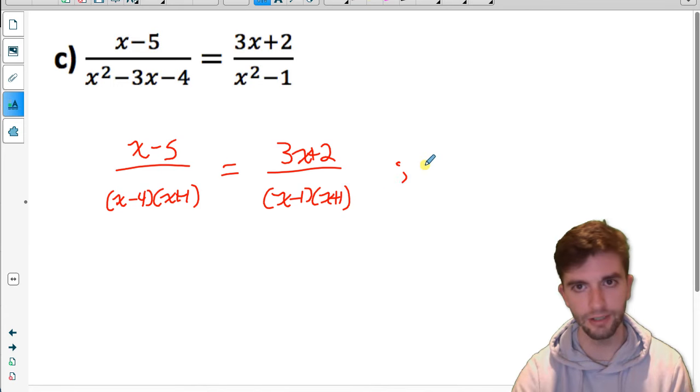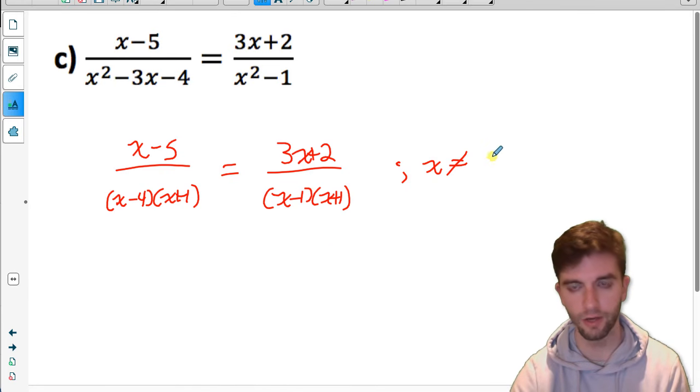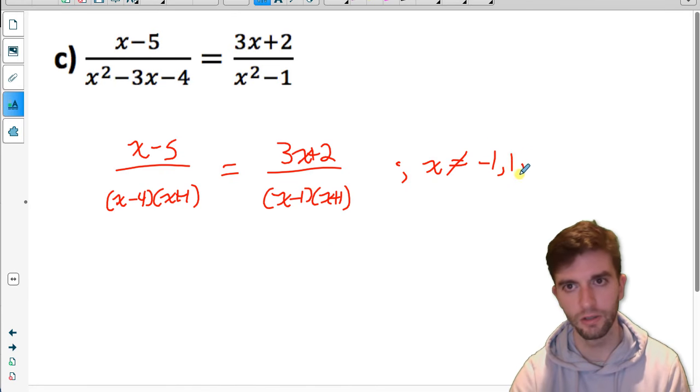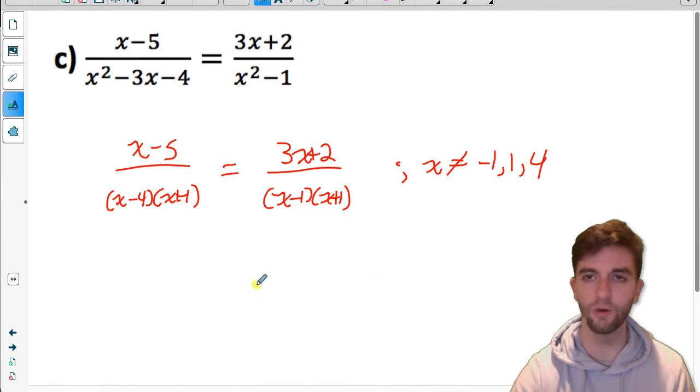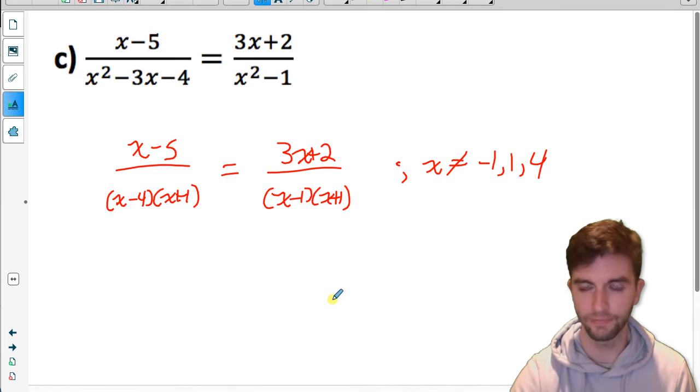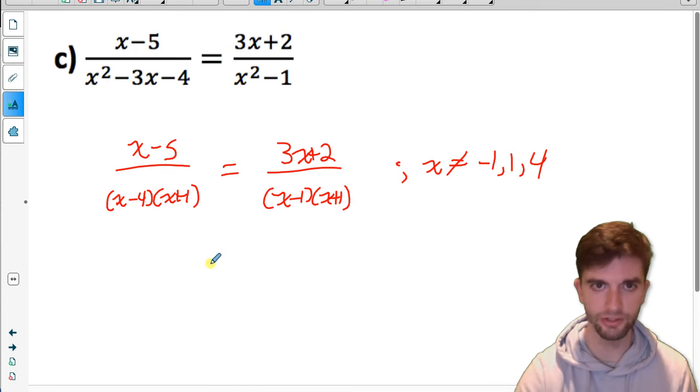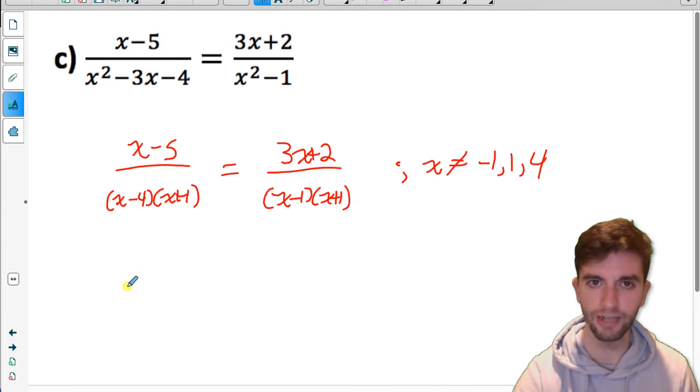Now that it's fully factored, I could state my restrictions. X cannot be 4, negative 1, 1, or negative 1. So I had three restrictions there, negative 1, 1, and 4. I just like to put them in ascending order. Now that I've stated my restrictions, I could start trying to get rid of the fractions.